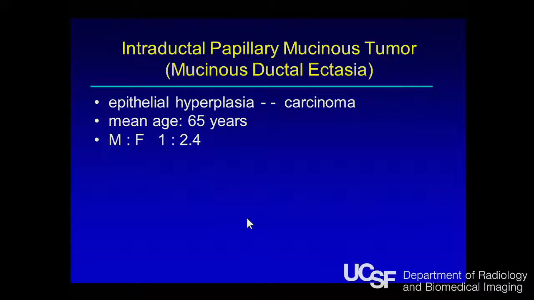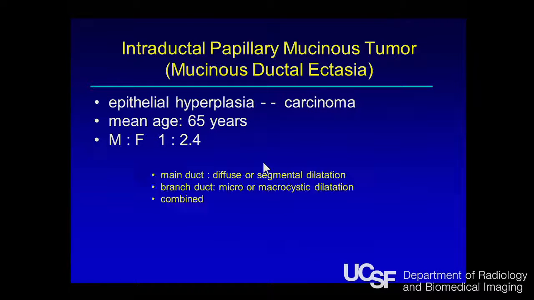All right, moving on to the IPMT, the intraductal papillary mucinous tumor. It's also called the mucinous ductal ectasia. And the mucinous ductal ectasia terminology actually describes quite nicely what you see on imaging. So there's a range of histology from benign epithelial hyperplasia to frank carcinoma. It tends to occur in older women, but with a very small female predominance.